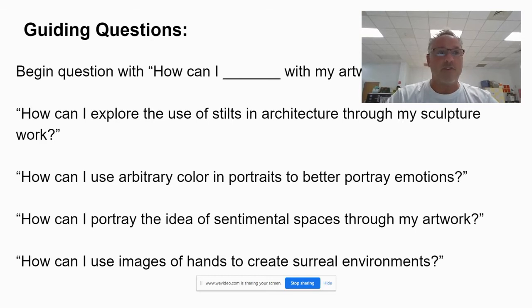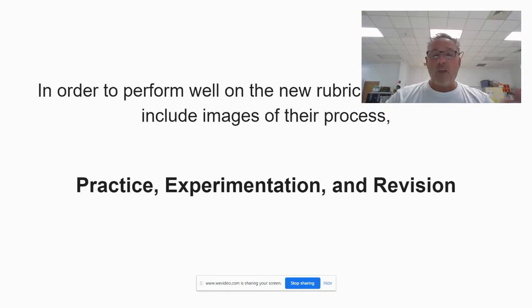But just to give you some examples, you're going to begin with a question like, how can I blank with my artwork? Like, how can I explore the use of stilts in architecture through my sculpture work? Or how can I use arbitrary colors in portraits to better portray emotions? These are the kind of questions you would start with, and then you would make a whole portfolio around it. So there's 3 things they're going to be looking for that are very, very important. We're going to talk about these a lot, but that is that you practice, that you use experimentation, and you revise your work. Let me show you some portfolios from last year, and I'll tell you the scores, and you'll understand this a little better.